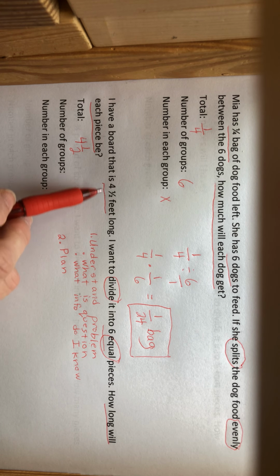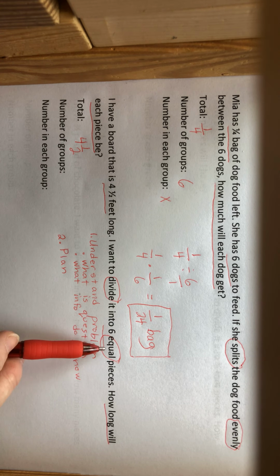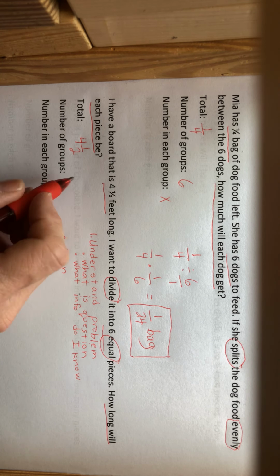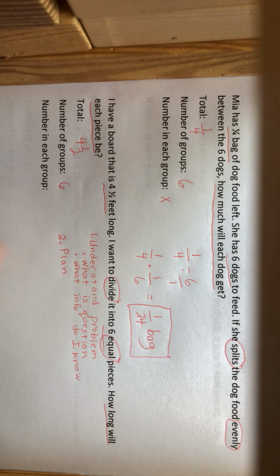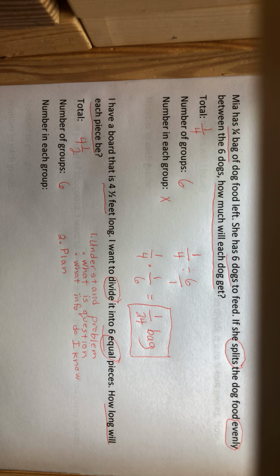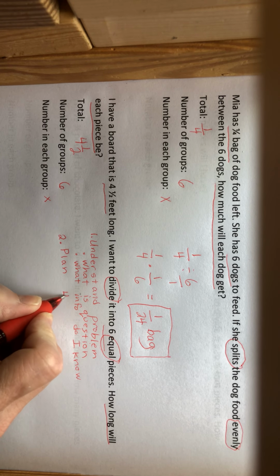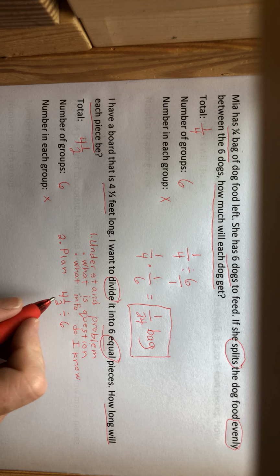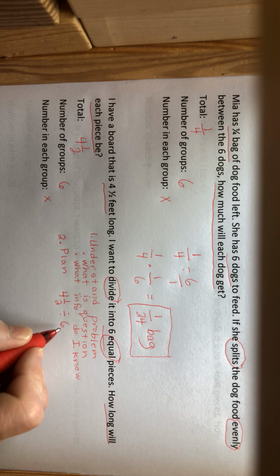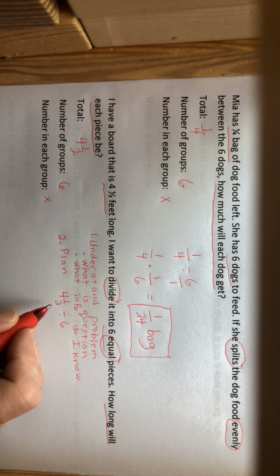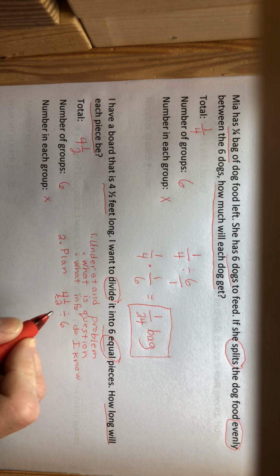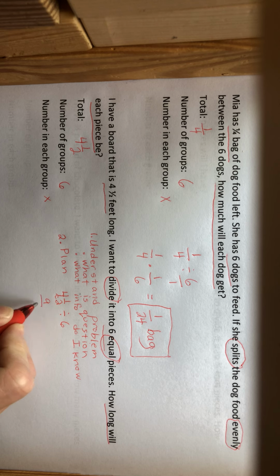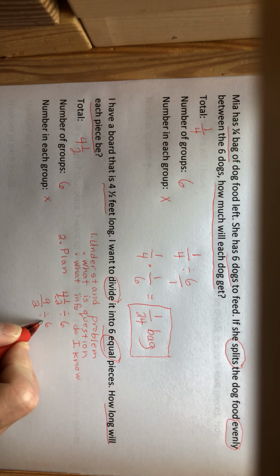Now, I know that it's 4.5 feet long. I'm going to divide it into 6 groups of a certain size. Okay, and so I'll have 6 groups, and I want to know how long each one is going to be, so I'll put an X here. So this is going to be 4.5 divided by 6. And then I'm going to change them both to improper fractions. This is 2 times 4 is 8 plus 1 is 9 halves divided by 6 over 1.